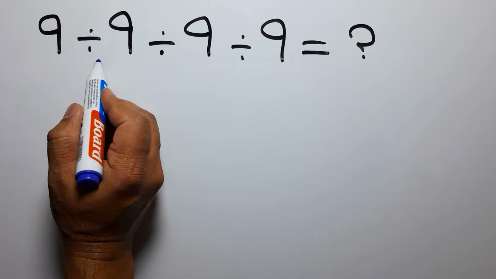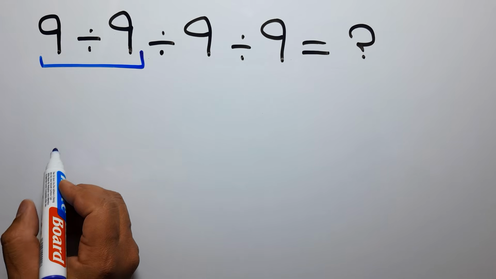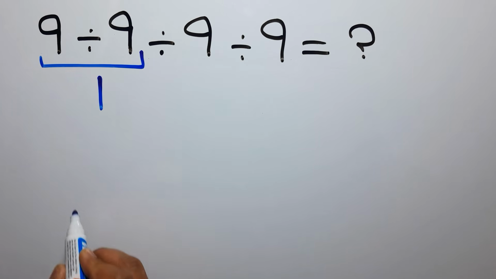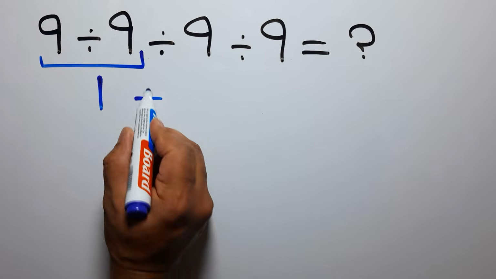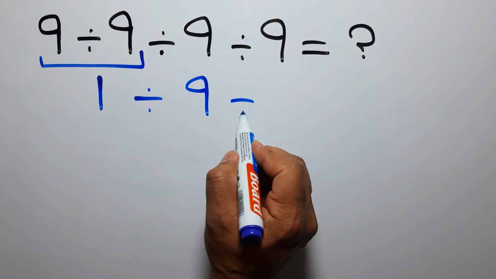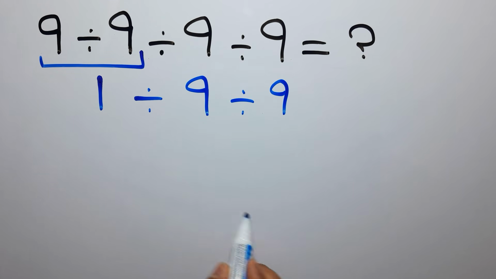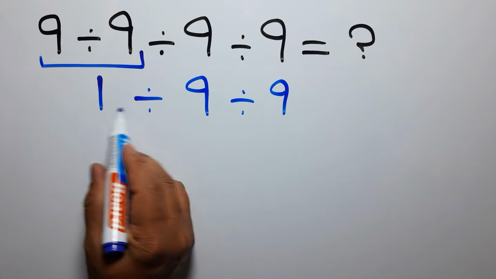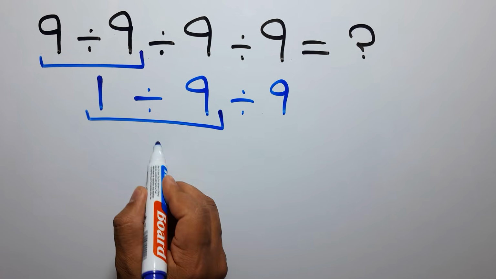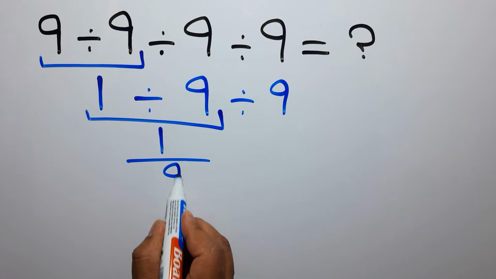So first we have to do this division. 9 divided by 9 gives us 1. So we have 1 divided by 9 and again divided by 9. Now we have to do this division. 1 divided by 9 can be written as 1 over 9.